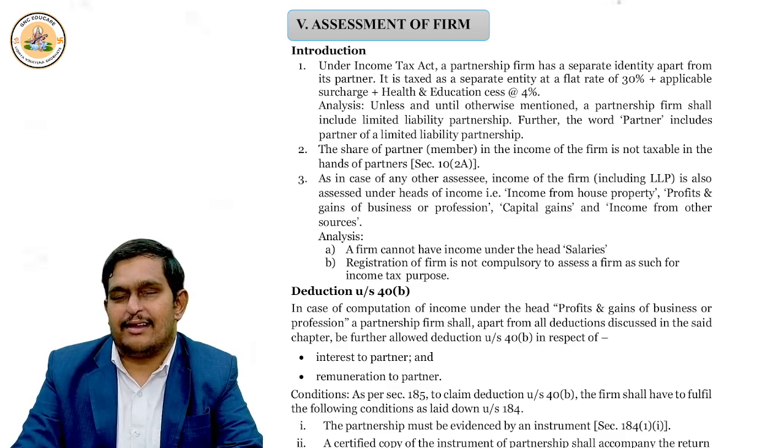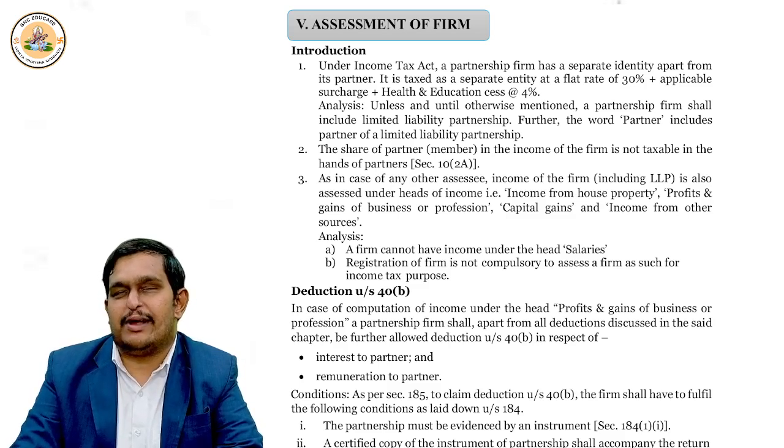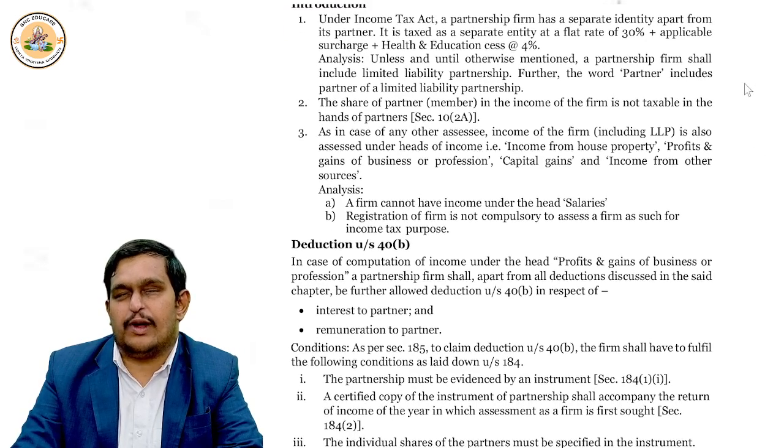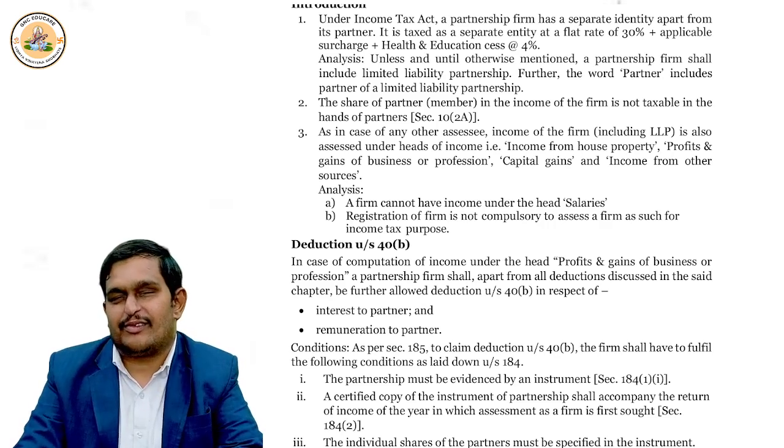Okay, clear. Now I want to ask you, what is the rate of tax for a partnership firm? 30% is the rate of tax. What is the amount of surcharge? If income is up to 1 crore, there is no surcharge at all. If income is more than 1 crore, 12% surcharge is applicable. Health and education cess of 4% is commonly applicable to partnership firms.